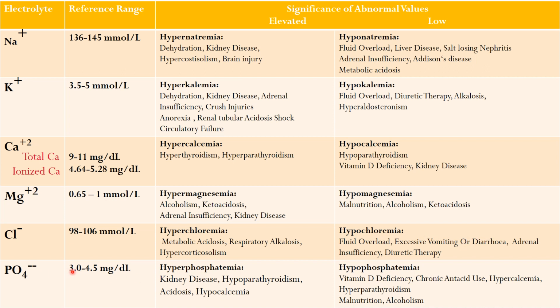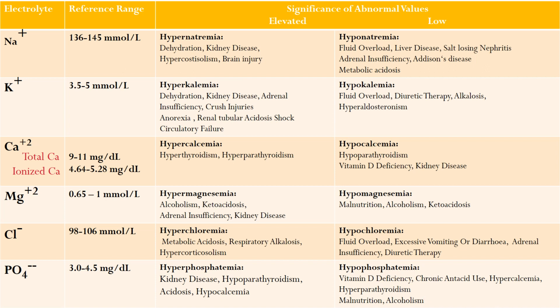Phosphate, the normal range is 3 to 4.5 milligrams per deciliter. A value higher than 4.5 milligrams is known as hyperphosphatemia, seen in kidney disease, hypoparathyroidism, acidosis, hypocalcemia. And hypophosphatemia is seen in vitamin D deficiency, chronic antacid use, hypercalcemia, hyperparathyroidism, malnutrition, and alcoholism.